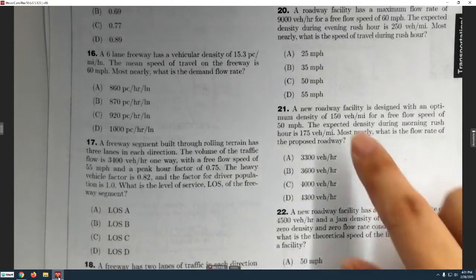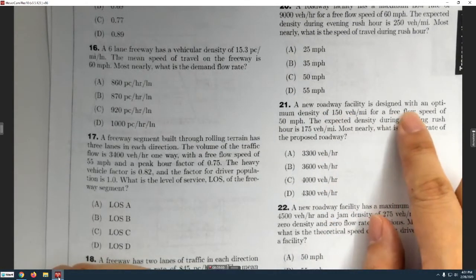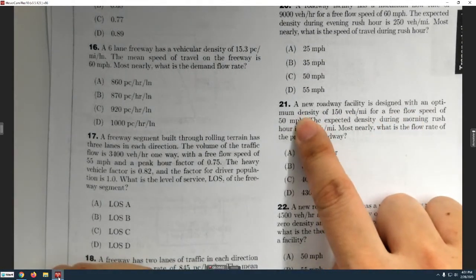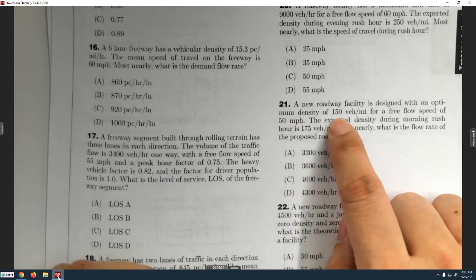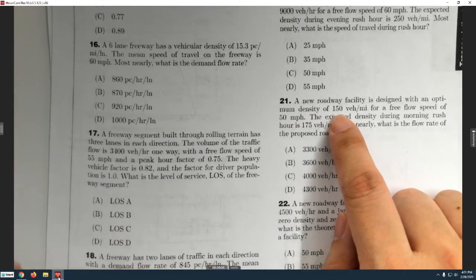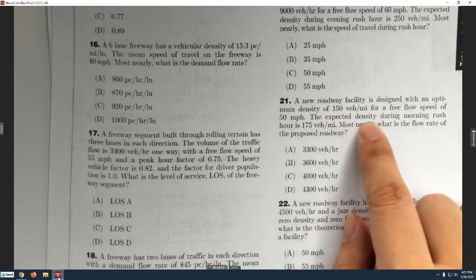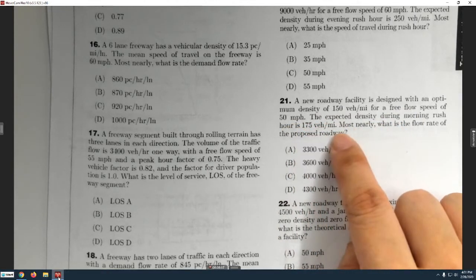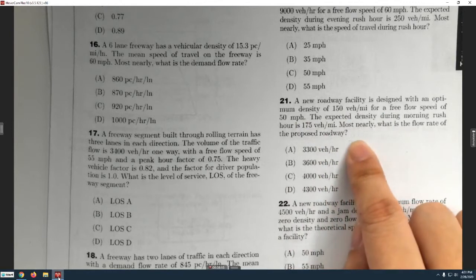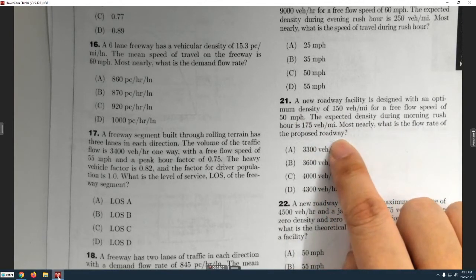This one, a road facility designed with optimum density. Again, for the Greenshields model, optimum density is half of jam density. So you see, you know the jam density is 300, free flow speed is 50, and the expected density during morning rush hour is this much. What is the flow rate of the proposed facility?